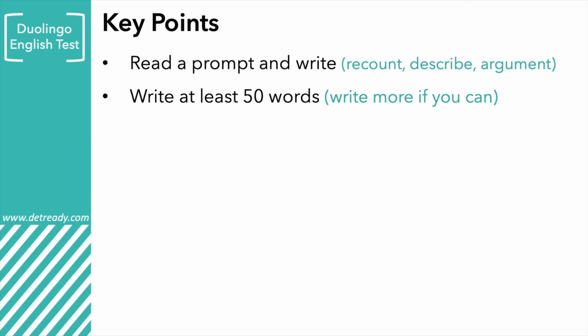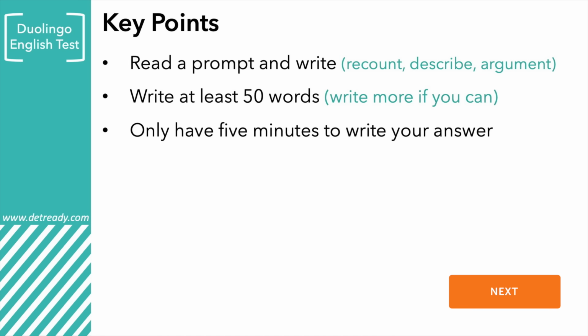Okay, as you all know, you have to write at least 50 words on this question type. Once you've written 50 words, the next button at the bottom of your test screen will light up. Then you can click it to go to the next question. And you only have 5 minutes to do this, so it's actually really short.